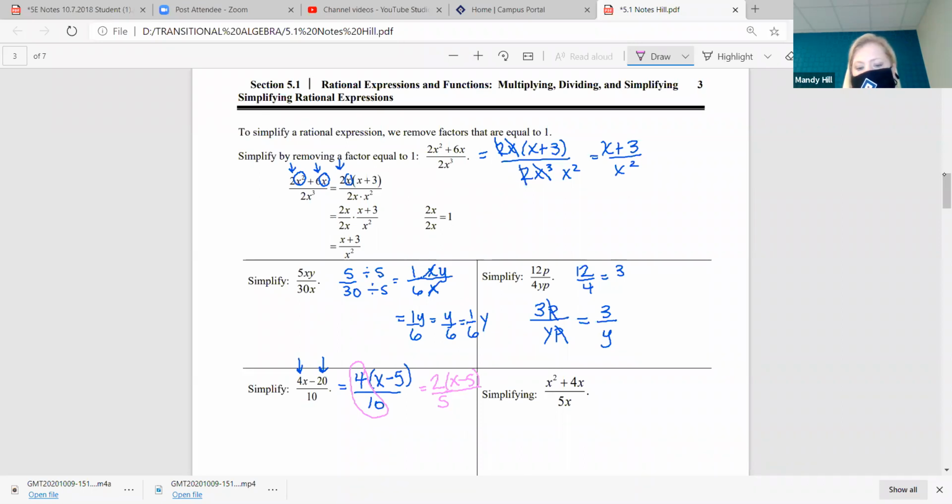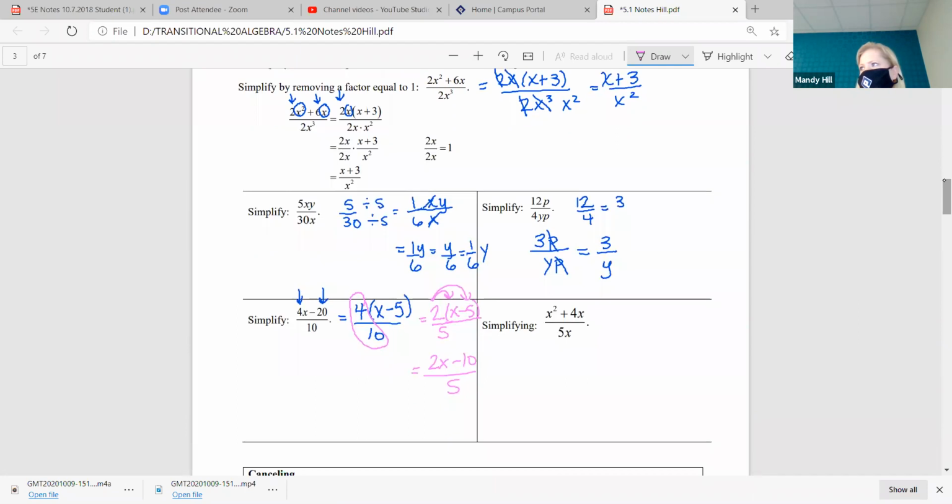Okay, I could multiply this back out if I wanted to and say, well, that's 2x minus 10 over 5. But these two statements are exactly the same. Just depends on how they want you to write your answer. Questions about that stuff?